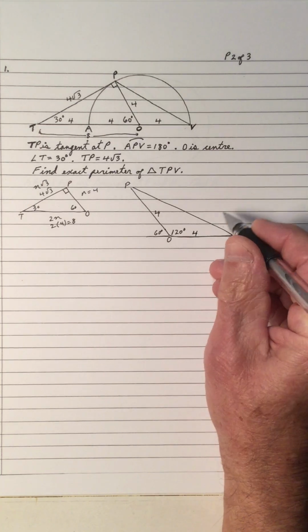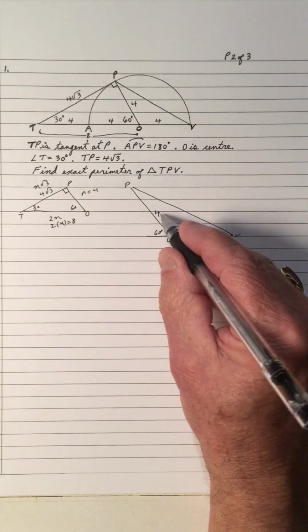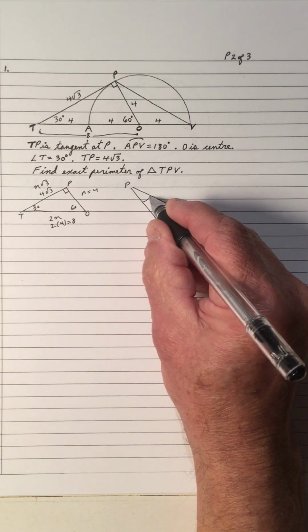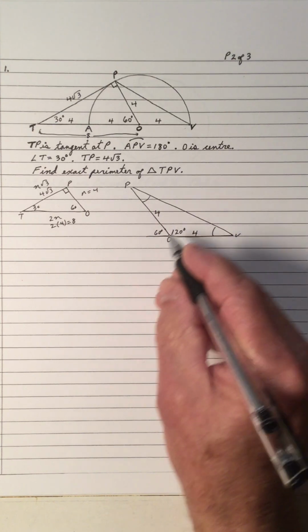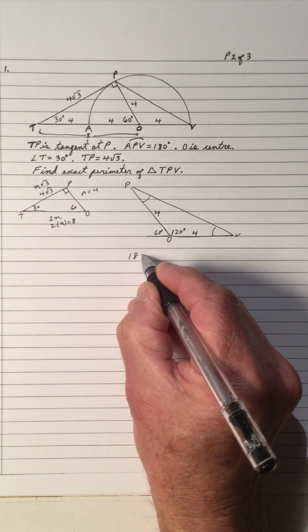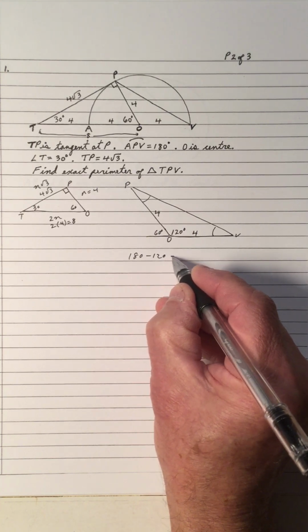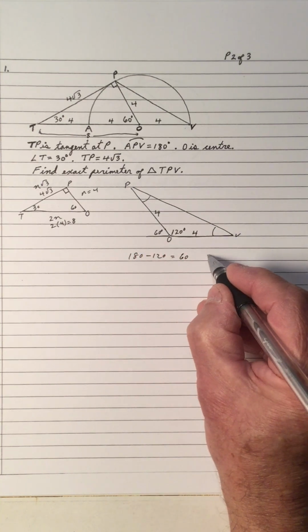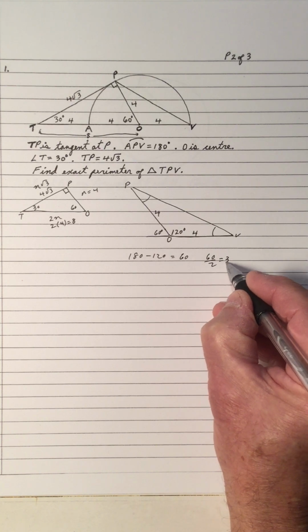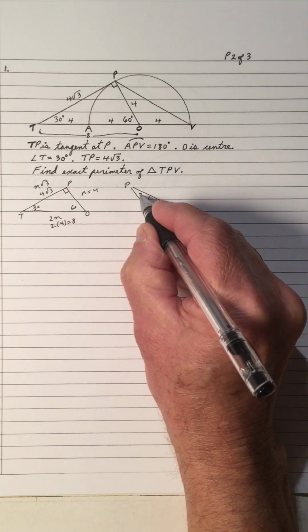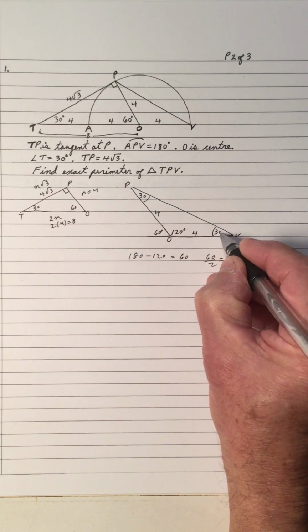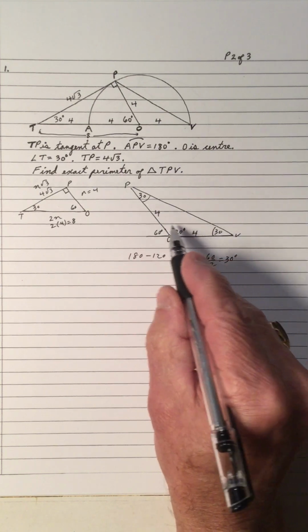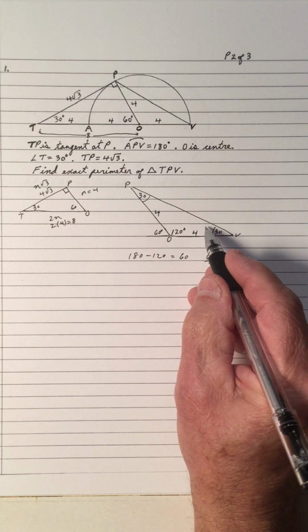This is 4, this is 4, two radii. That means this triangle is isosceles with two sides equal. If two sides are equal, that means these two angles are equal. We have 180 in the triangle, minus the 120, which gives us 60 left. So if we take the 60 and divide by 2, each of these angles is 30 degrees. So 120 plus 30 plus 30 is 180.